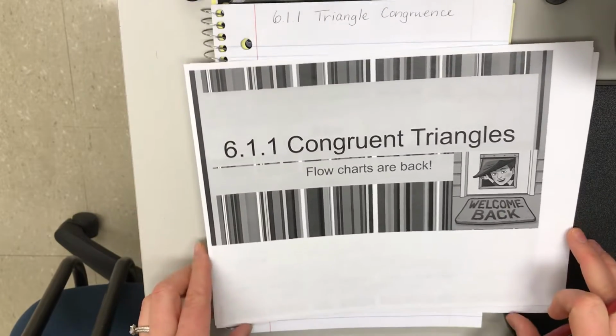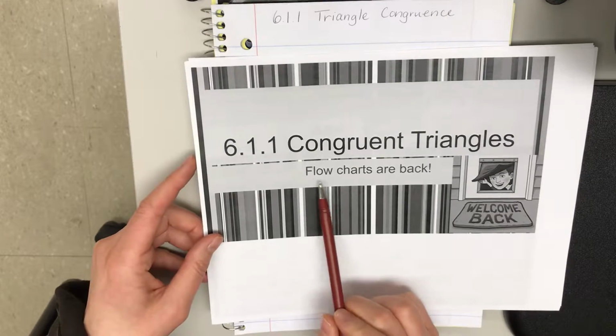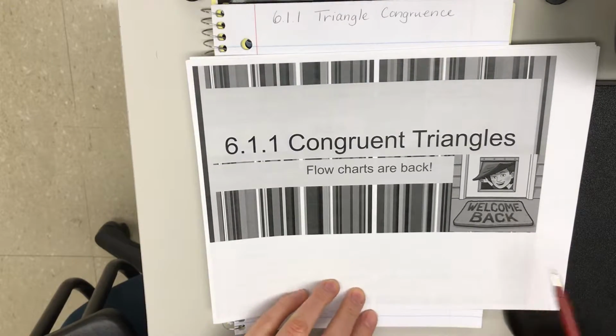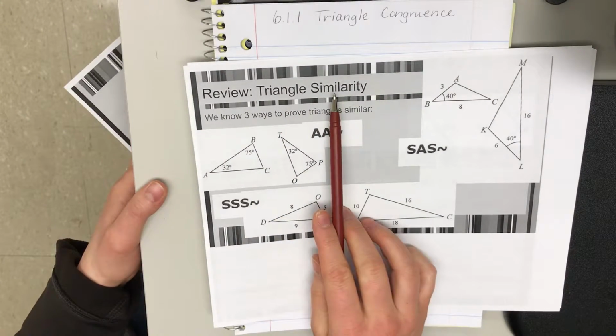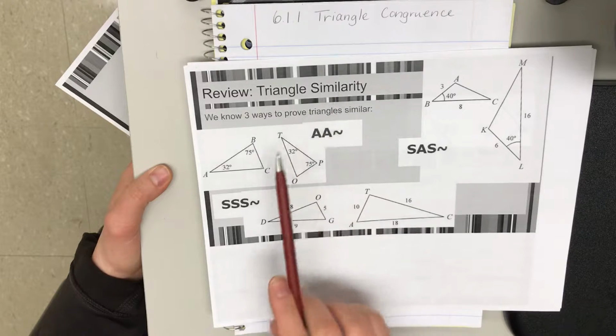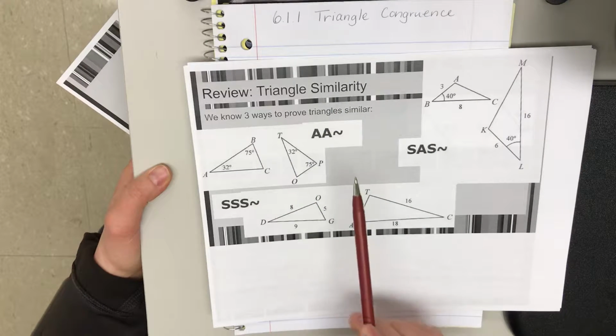All right, this is lesson 6-11, Congruent Triangles. And yay, because flowcharts are back. Welcome back to you and welcome back to flowcharts. We're going to briefly review triangle similarity. We talked in earlier chapters that there are 3 different ways to prove that 2 triangles are similar.